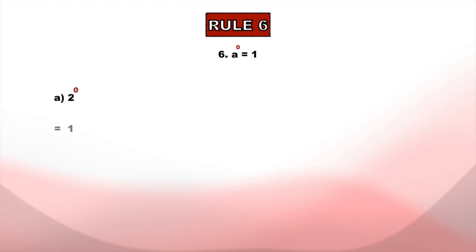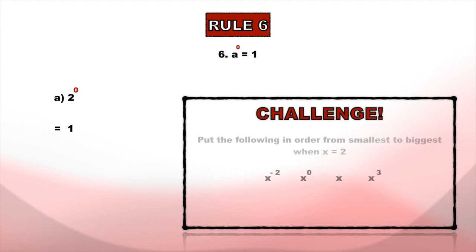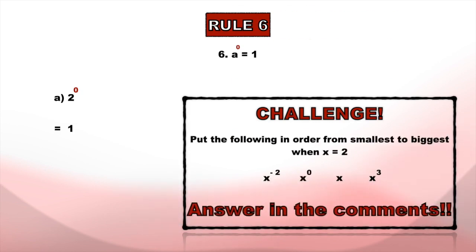Our last rule, which is the easiest, rule 6, anything to the power of 0 will always give you 1. If we look at our example, 2 to the power of 0 will give us 1. Well done to those of you who listened to all of the rules. I have a challenge for you. I want you to answer this question and leave your answer in the comments below.